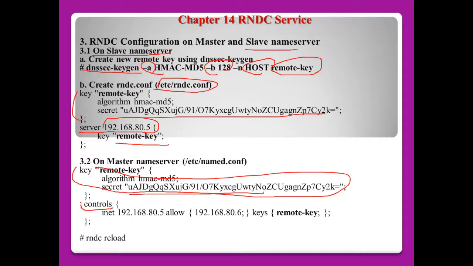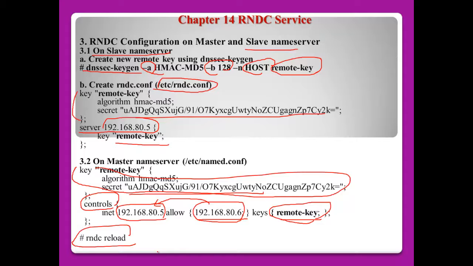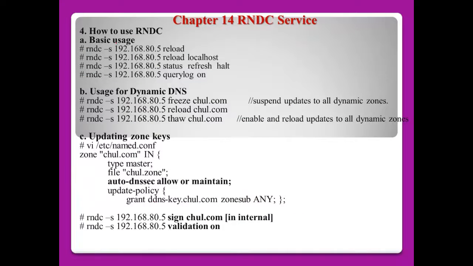And of that, controls here, inet 192.168.5, this is the master. And 192.168, this is the slave, key limit. It means the slave name server can control the master name server with this key. So this key must be the same between master and slave. And after that, you can use rndc reload. How to use RNDC? Basic.